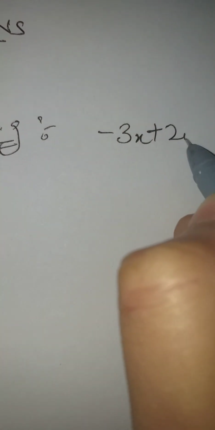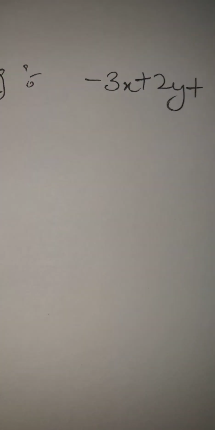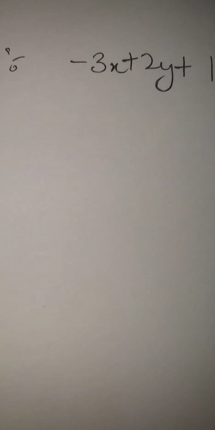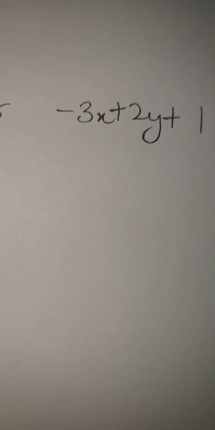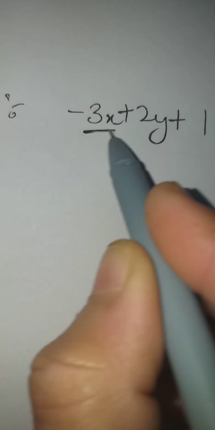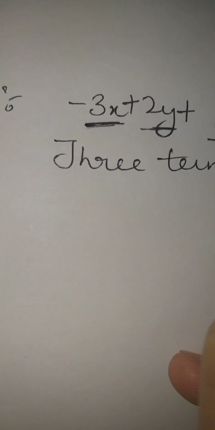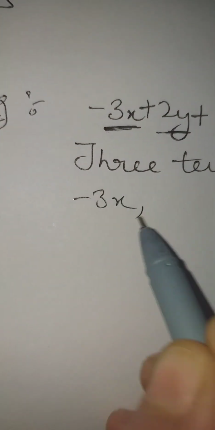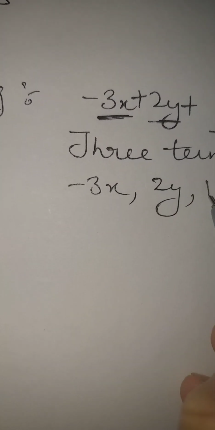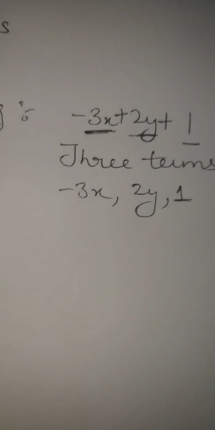So first of all, if we have minus 3x plus 2y plus 1, now we have to identify the number of terms in this expression. So we have first term, second term, third term. So we have 3 terms in the expression. We have to write down, we have 3 terms, and the terms are minus 3x, 2y and 1.